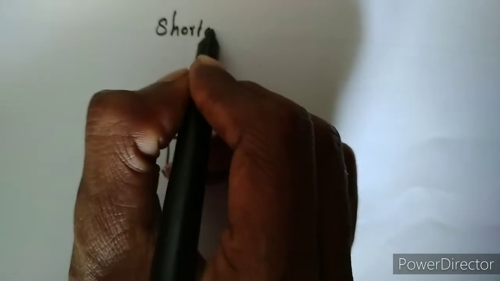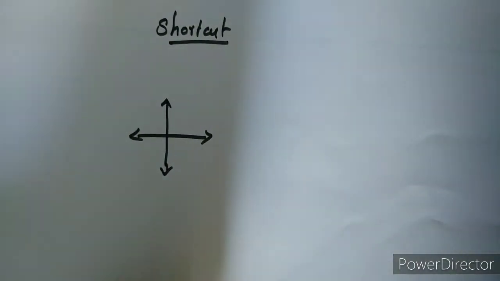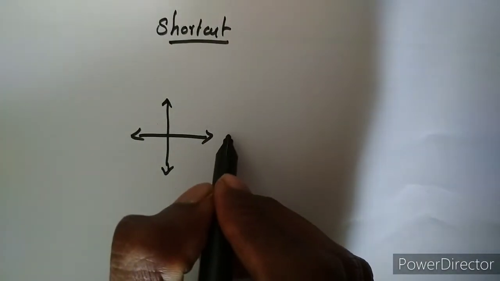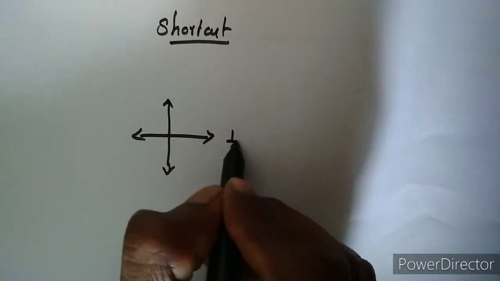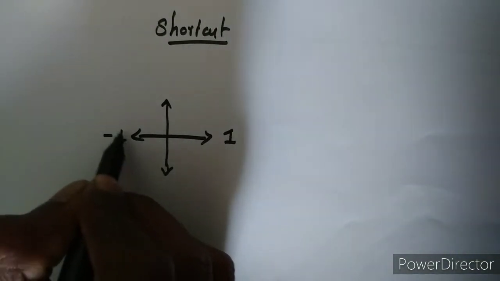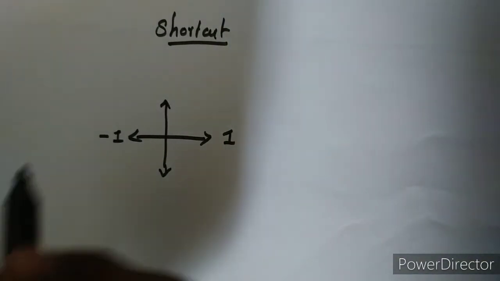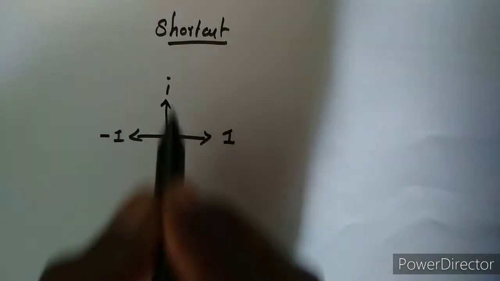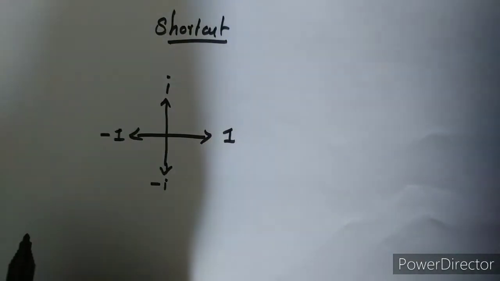Consider the x-axis and y-axis like this. Here, the positive x-axis I will take as 1. Negative, the opposite number, is minus 1. The positive y-axis is i. Negative, that is minus i.